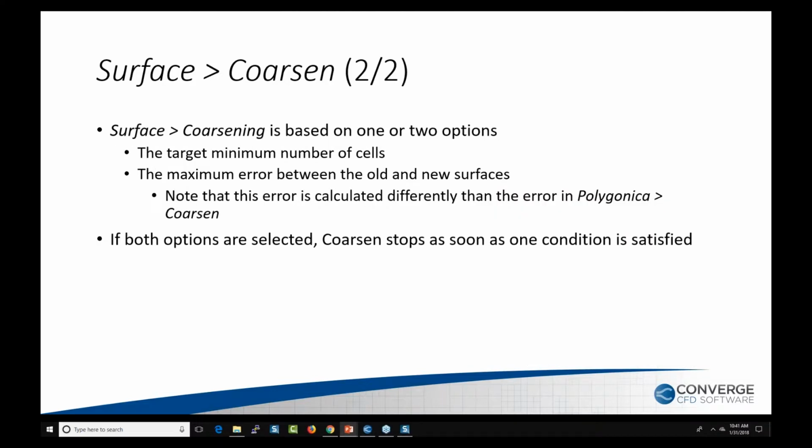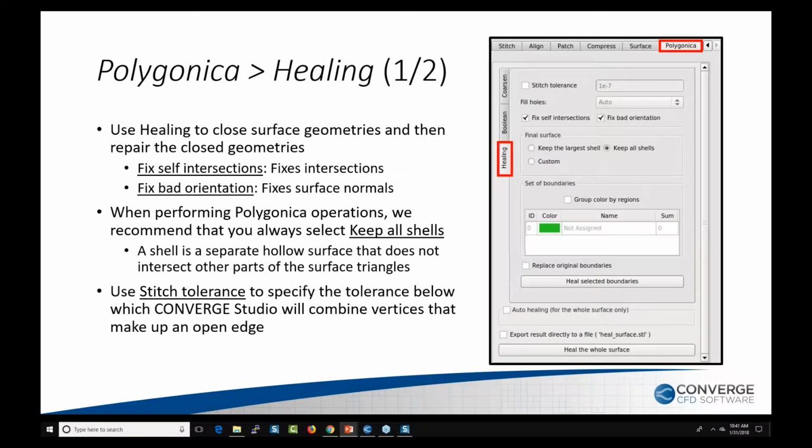Again, this surface coarsening is based upon two options. You can either specify a target number of cells or a maximum error between the old and the new surfaces. When both options are selected, coarsening will stop as soon as one condition is satisfied. Under Polygonica, we have another option for healing. Healing is, as the name says, for healing the geometry. If you have intersections or non-manifold edges, it will try to remove them in an effort to create an error-free geometry.